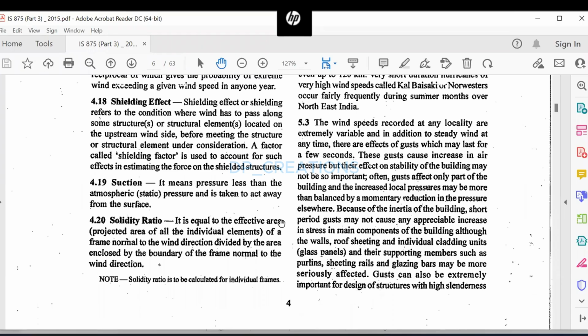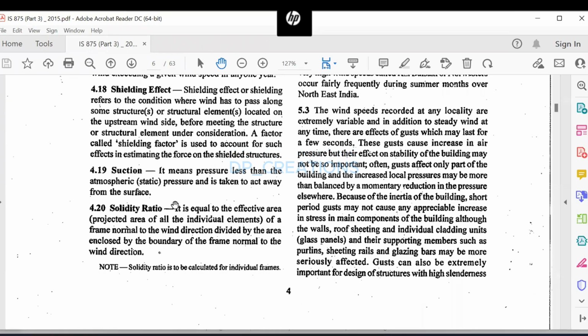Now suction. It means pressure less than the atmospheric pressure, and is taken to act away from the surface. And lifting on a suction means it is going up. That's why it is less than the atmospheric pressure.